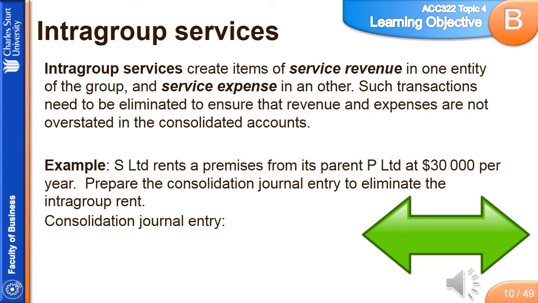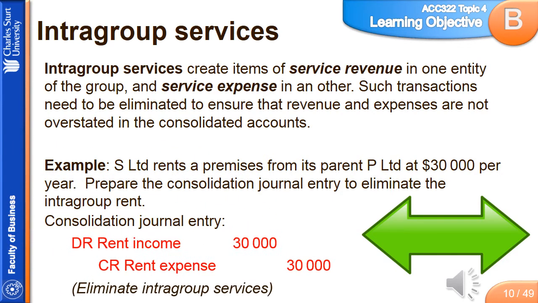So an example, if the subsidiary rents a premises from its parent at $30,000 per year, the consolidation journal entry to eliminate the intragroup rent would be a debit to rent income and a credit to rent expense for that $30,000.